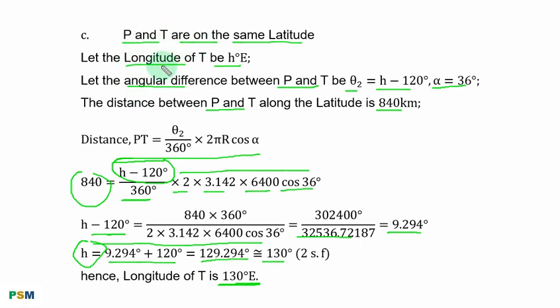So T is due east of P from the question. So you have the east added to 130 degrees.